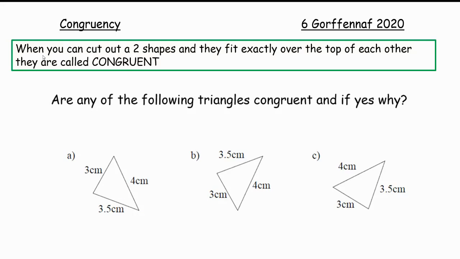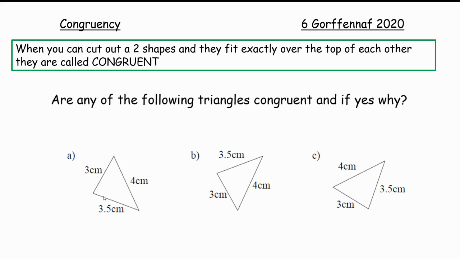Okay, congruency. When you can cut out 2 shapes, there's a little typo there, and they fit exactly over the top of each other, they're called congruent. What that means, put in different words, is if the shape is the same shape and size, then they are congruent. But what could be different is it could be reflected, it could be rotated, it could be flipped over, it could be upside down, but it's got to have the same sides and the same angles, and then they're congruent. If you think about these shapes, if you cut them out, could you position them so they fit exactly over the top of each other? If the answer is yes, then they're congruent.